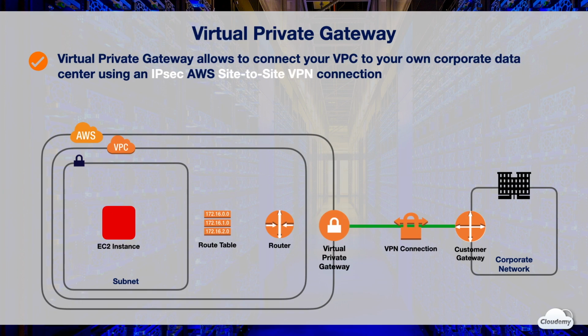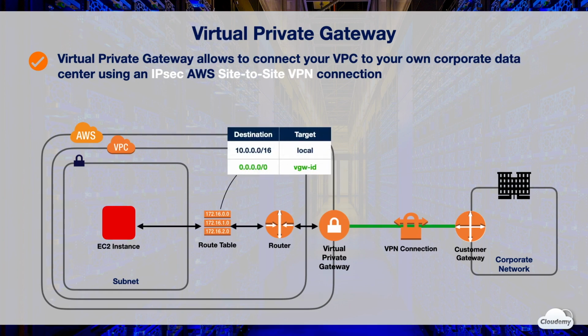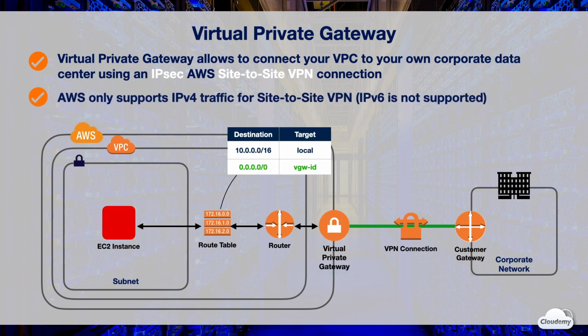To enable a site-to-site VPN connection, you need to attach a virtual private gateway to the VPC. Make sure the remote network includes a customer gateway device. A customer gateway device can be a physical or software appliance, attached to the corporate network. You must configure the route table to enable the site-to-site VPN connection, by adding an all-zero route pointing to the virtual private gateway, so that any traffic from the VPC bound for your network is routed to the virtual private gateway. AWS only supports IPv4 traffic over a site-to-site VPN, IPv6 is not supported.